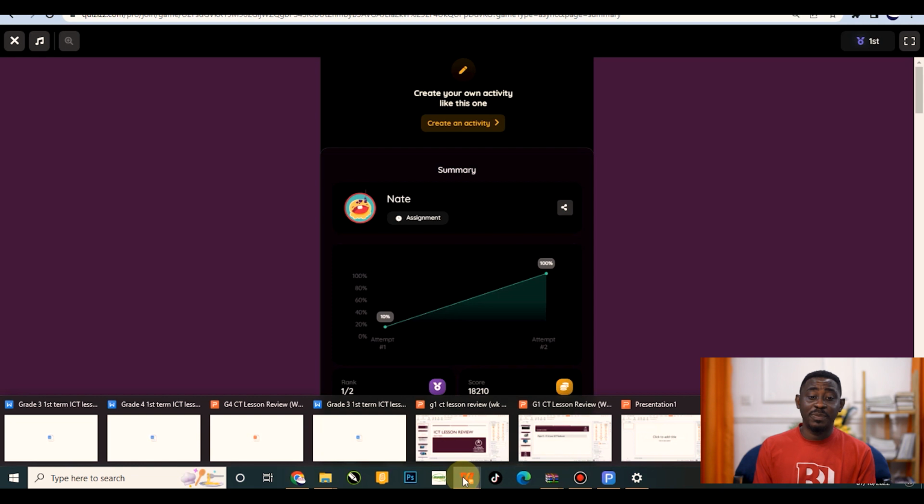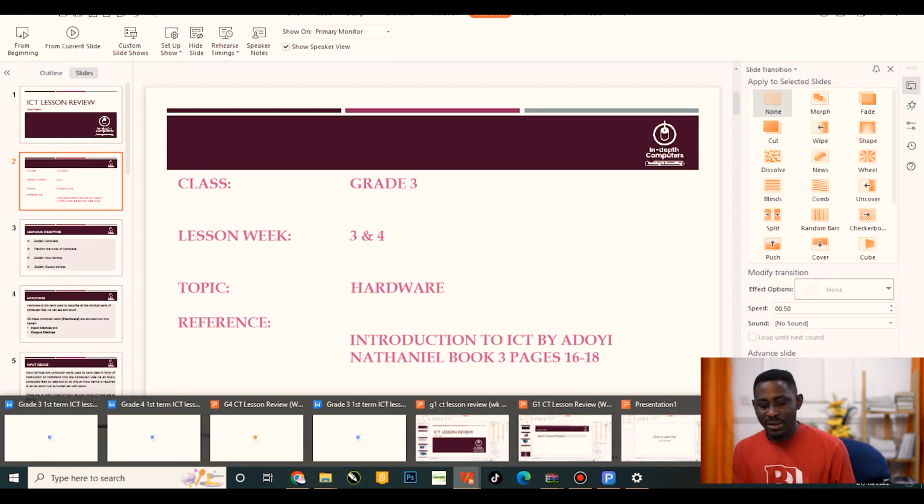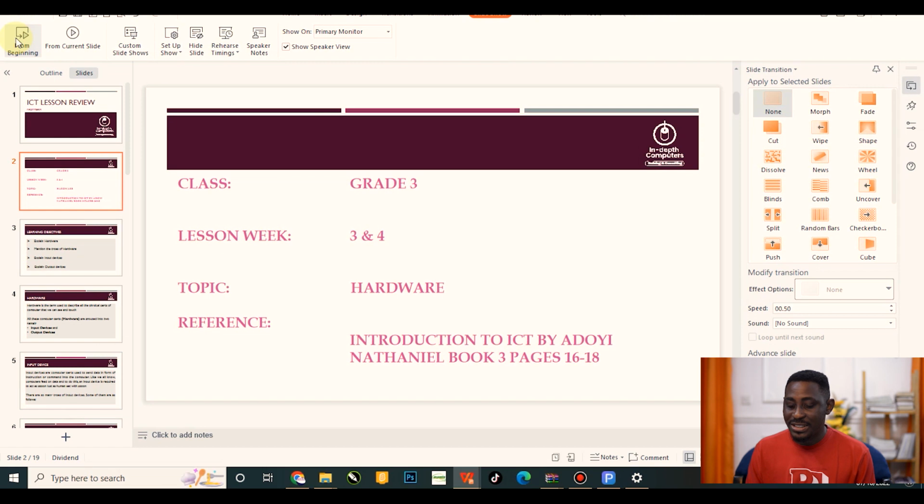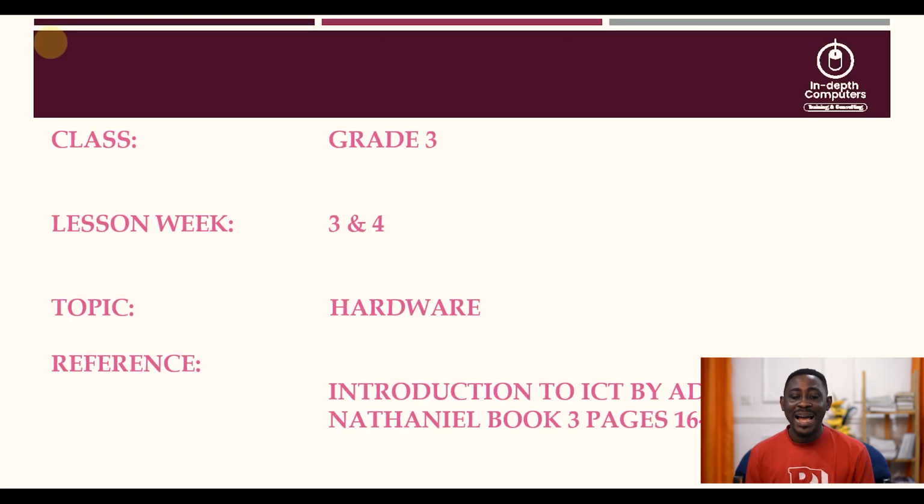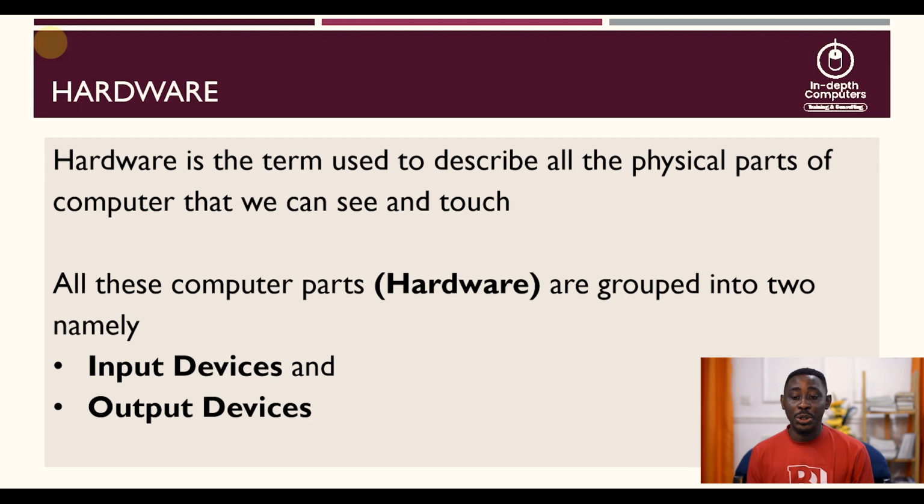Our time is actually fast spent, so I'm going to be as quick as possible with our lesson today. So what is hardware? Hardware is the term used to describe all the physical parts of the computer. So any part of the computer that you can see is referred to as the hardware. And the hardware is grouped into 3 major groups. Now, the input device, the output device, and the processing device.